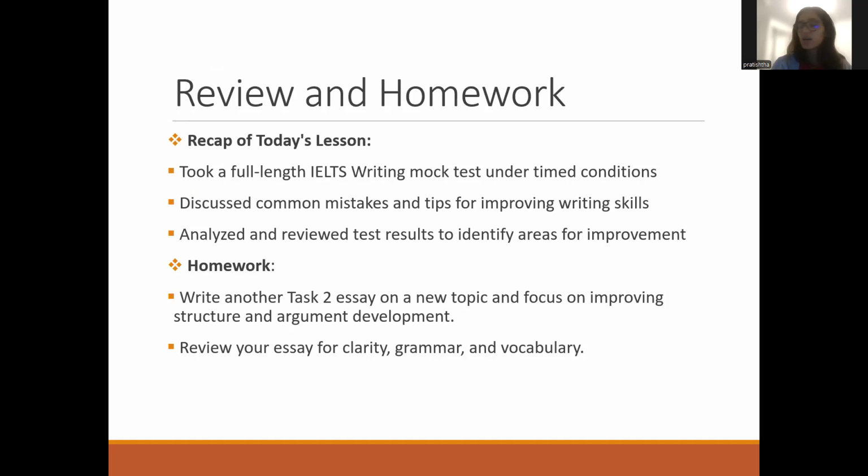So today we took a full length test under timed conditions. We did not actually time it as such, but if you are going to do it, I would suggest you to time it, right? With 5 minutes given for your structuring and 5 minutes given for revision, right? We discussed common mistakes, right? And we discussed tips on how you can make your writing better. We analyzed and reviewed test results to identify areas of improvement. I also want you to write on the same topic and just compare.